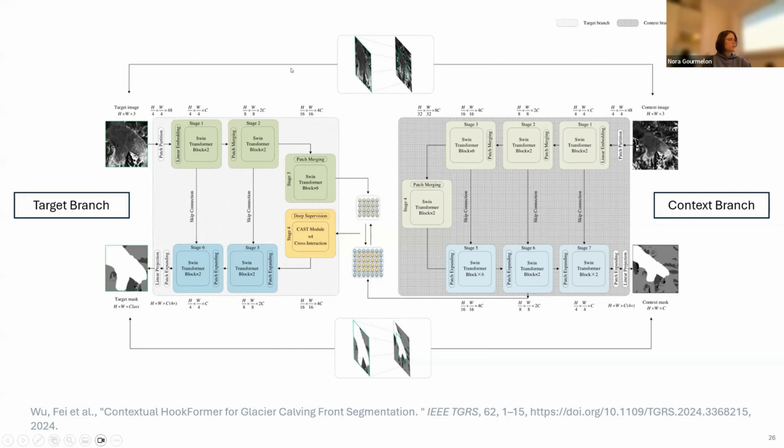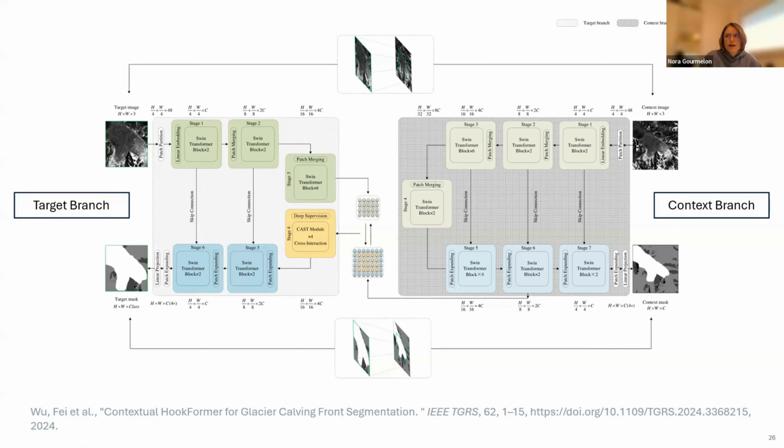And it has two branches. One, the target branch, which gets, as the name says, the target patch, and the context branch, which gets the context patch. Both branches follow a U-shaped architecture, and information from the context branch is fed into the bottleneck of the target branch to enhance the segmentation of the target patch.